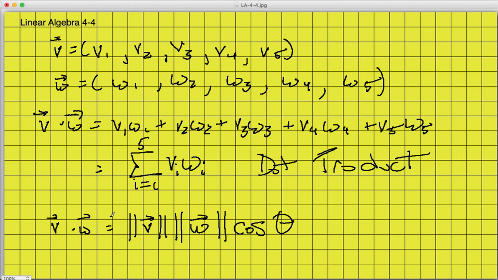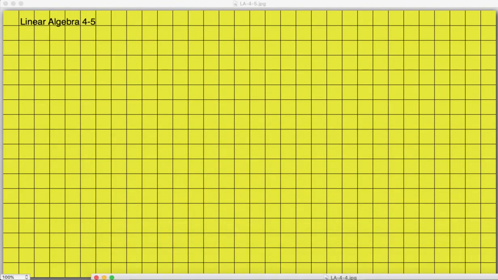Well, let's play with that a little bit. I'm not going to prove that these definitions are equivalent, but let's look at a couple of examples and maybe we can convince ourselves that they give us the same thing. So why don't we come over here and let's consider the following.